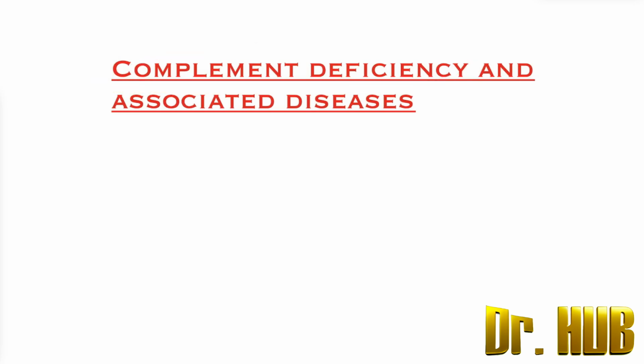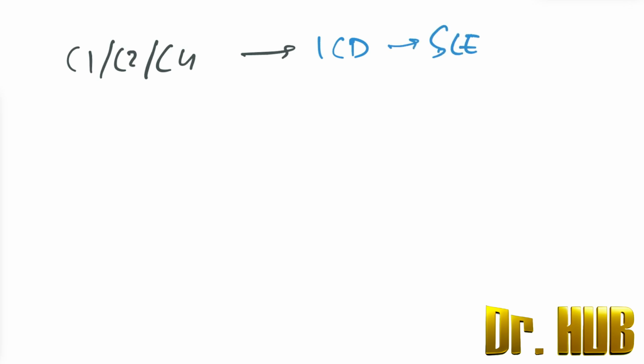Complement deficiency and the associated diseases. So let's look at the complement proteins. The first one is C1, C2 as well as C4. So 1, 2, 4. The effect of deficiency includes immune complex diseases such as SLE.